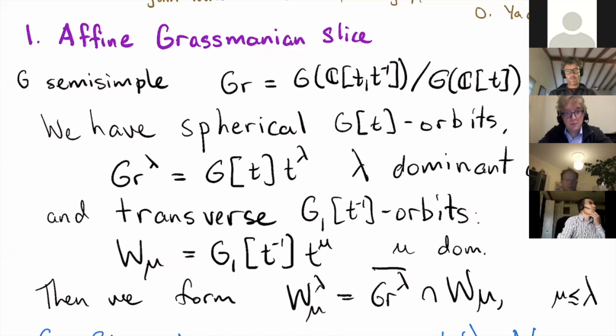And this group is transverse to our group, and we can form these orbits of that group, which will be then transverse. Oops, something bad happened.